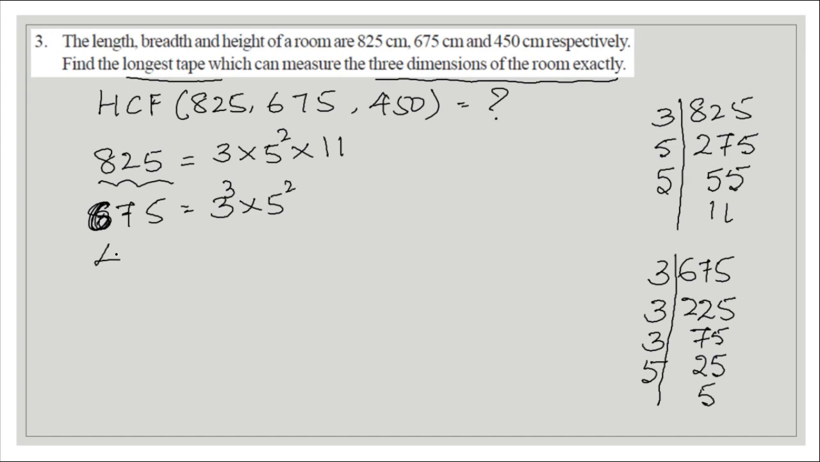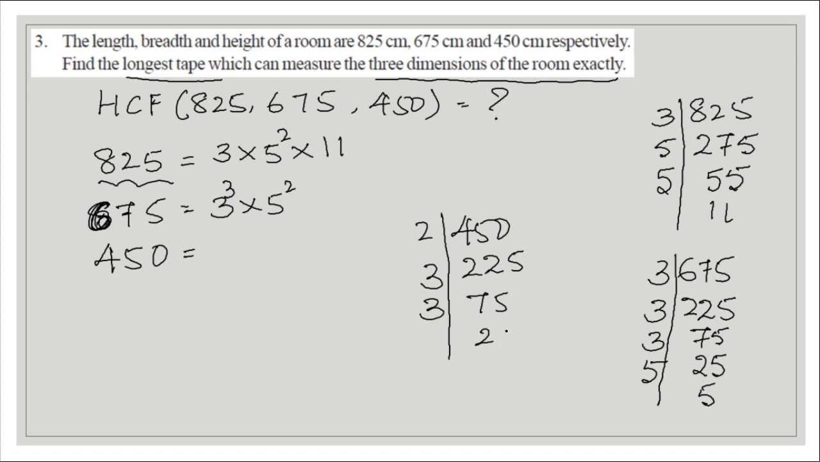In a similar way we will find the prime factorization of 450. So 450 has to be divided. Let me divide it by 2. So 2 2s are 4, 2 2s are 4, 2 5s are 10. Then this part continues. It is divisible by 3 75 times, 3 25 times, 5 5 times, so we have 2 multiplied by 3 square multiplied by 5 square.